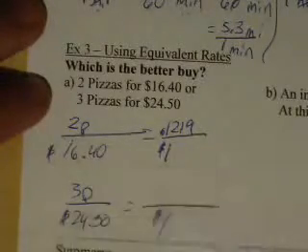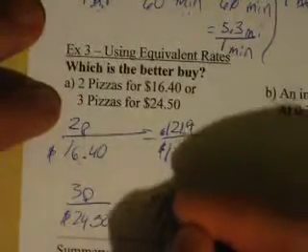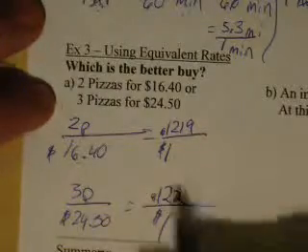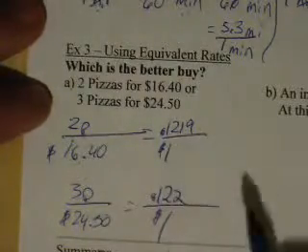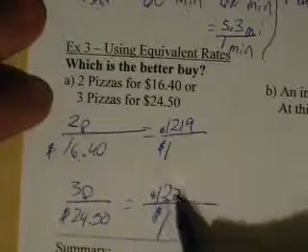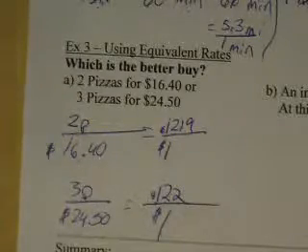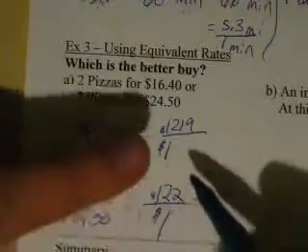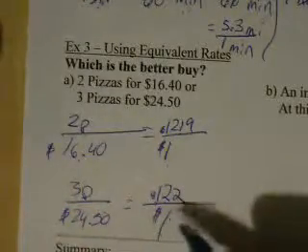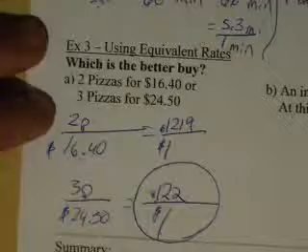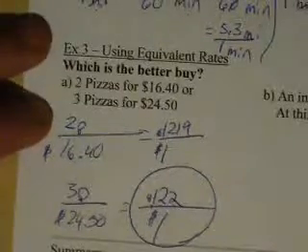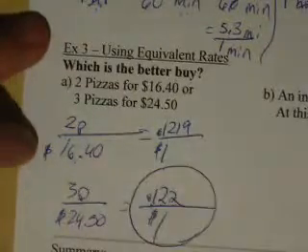Now let's look at the 3 pizzas deal. 3 divided by 24.50 equals 0.122. Well, which is the better deal? For $1 you can get 0.12 of a pizza, or for $1 you can get 0.122. Which is better? You've got to think about it. For $1, would you want to get more pizza or less pizza? Most people would want more pizza. That is using a unit rate to compare which is a better deal.